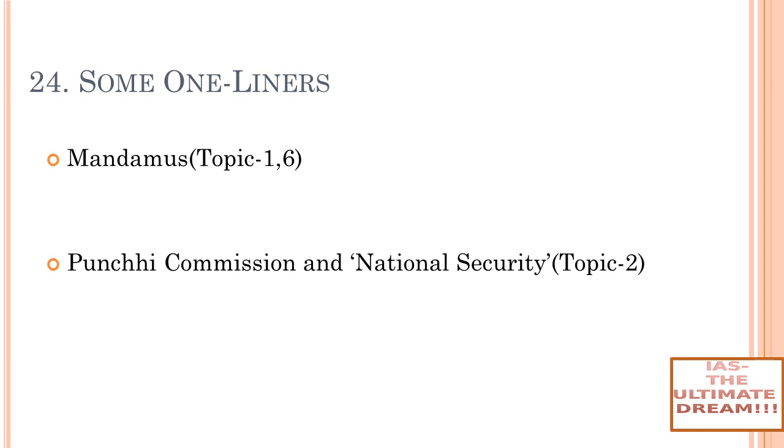And what is the Punchhi Commission and national security? First of all, the Punchhi Commission is on which particular issue? It is on center-state relations. Remember, important from the prelims point of view. And what have they said about national security? The Punchhi Commission report said that national security as a subject is not specified in any of the three lists, right? So national security does not lie in the union, state, or concurrent list. But in the case of communal rights, the use of Article 355 may be in order. So they are saying that if there is a certain issue on national security or communal rights, the government can use Article 355.